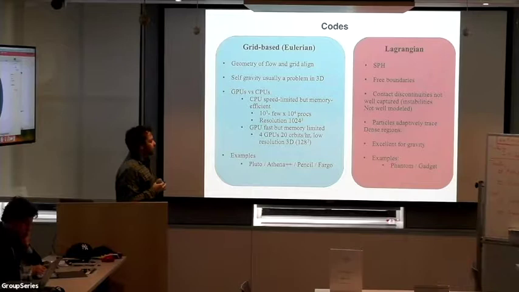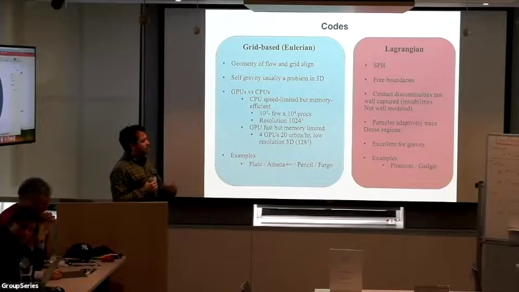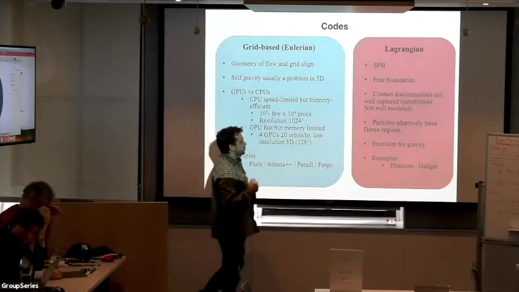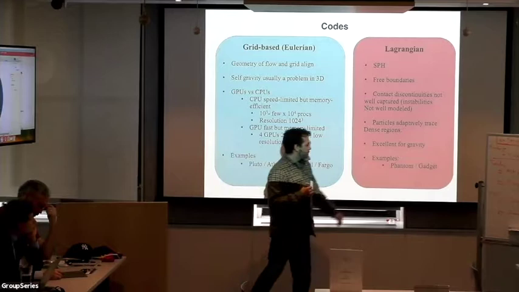So if you want to model gaps or the atmospheres of disks, where the density is low, then you intrinsically have fewer particles there, right? Though it is quite good to model gravity, because that's what they are mostly used for. Two examples of these codes would be the Gadget code and Phantom.